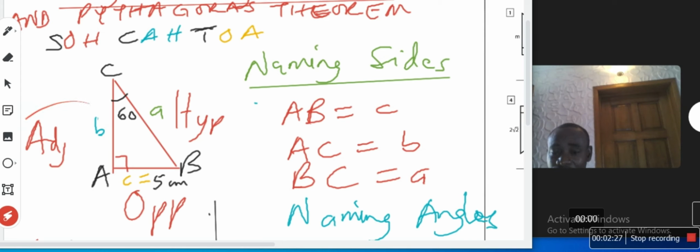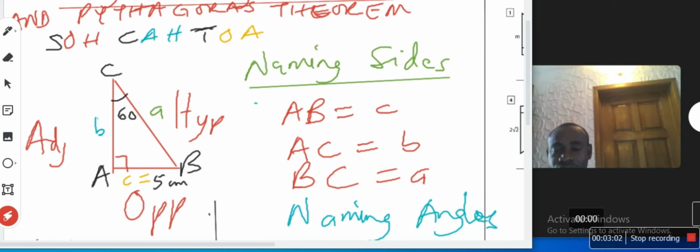We need to first of all identify the hypotenuse. Now, how do you identify the hypotenuse? Some people say the longest side, but when you cannot measure, how will you know it's the hypotenuse? You know the hypotenuse by checking the side that is facing the angle 90 degrees. This side that is facing it is the hypotenuse. So it's always the longest side anyway.